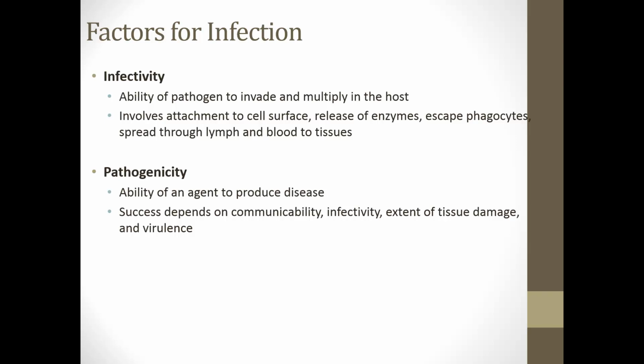This is just the ability of the pathogen to invade and multiply in the host. So to get in and to start to multiply. It involves things like the ability for these pathogens to attach to cell surfaces within the body, release their own damaging enzymes, escape phagocytosis, and spread through the body, oftentimes through the circulatory system. So through lymph fluid, through blood, things like that. So the ability to invade and infect.